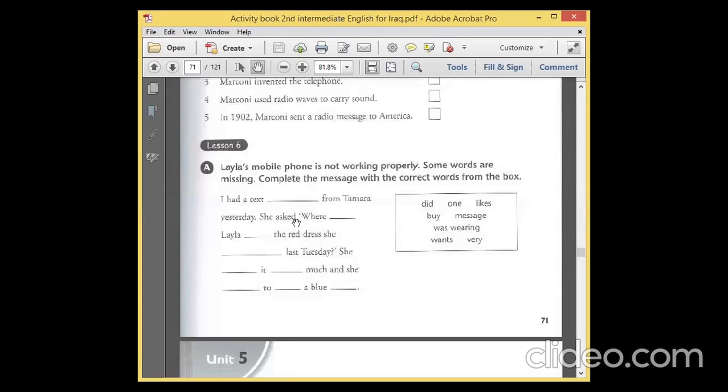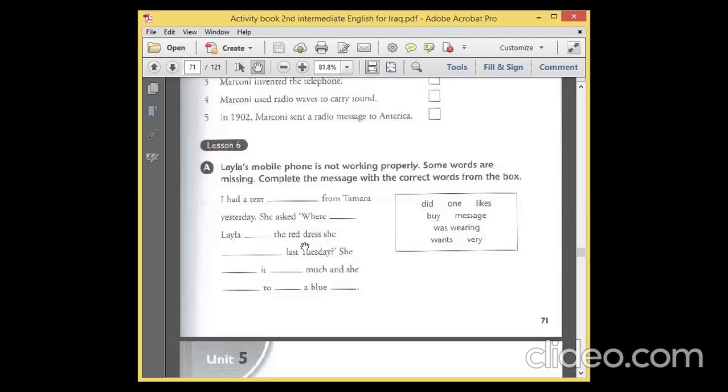She asked, where did Layla buy the red dress she last Tuesday. The first one, where did Layla? Yes. Okay, the other one. Where did Layla buy? Yes, where did Layla buy the red dress? She last Tuesday.